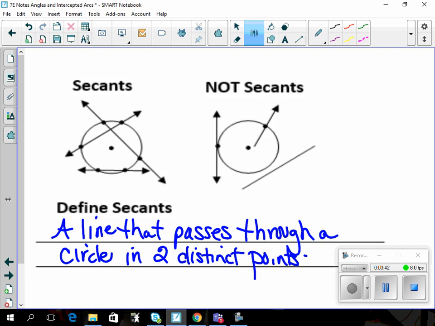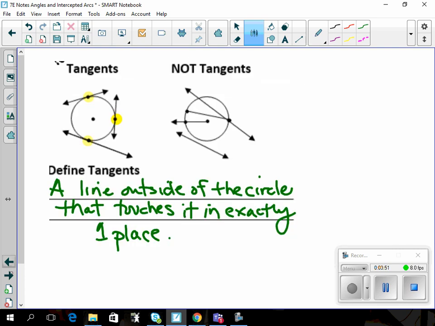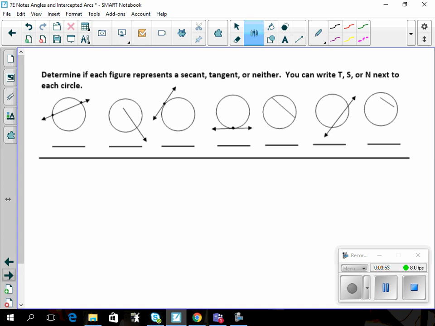Perfect. So if you look right below that, you have a series of circles with some lines and some segments and some rays. And I want us to decide whether or not these things are secants, tangents, or just neither. So go ahead and write S, T, or N right underneath each of those. See if we really understand the difference between those. And then I'm going to have you come up to the board and write what you think.